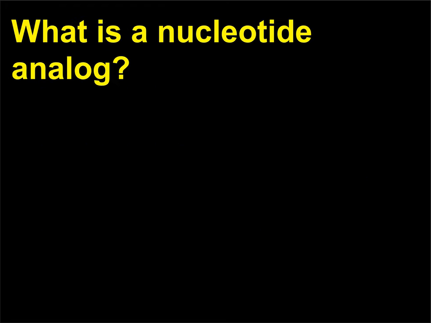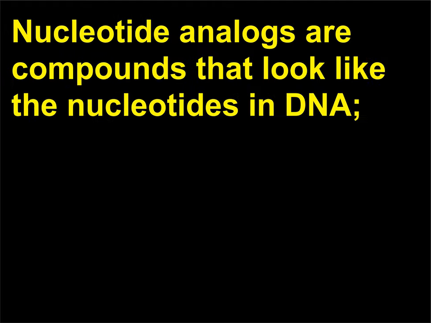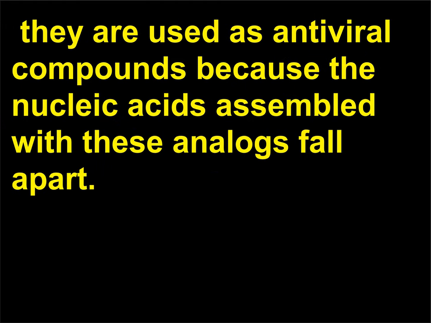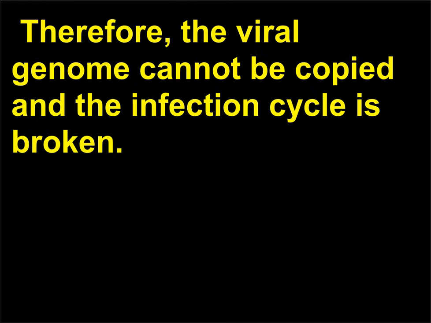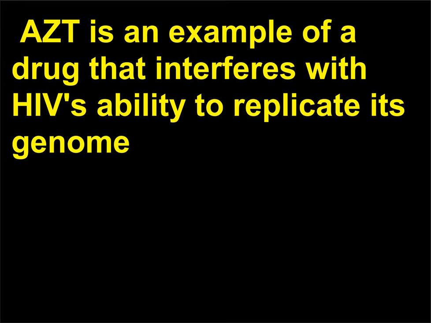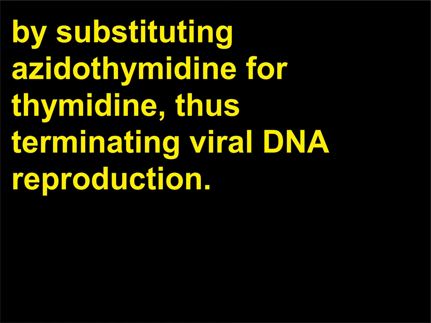What is a nucleotide analog? Nucleotide analogs are compounds that look like the nucleotides in DNA. They are used as antiviral compounds because the nucleic acids assembled with these analogs fall apart. Therefore, the viral genome cannot be copied and the infection cycle is broken. AZT is an example of a drug that interferes with HIV's ability to replicate its genome, by substituting azidothymidine for thymidine, thus terminating viral DNA reproduction.